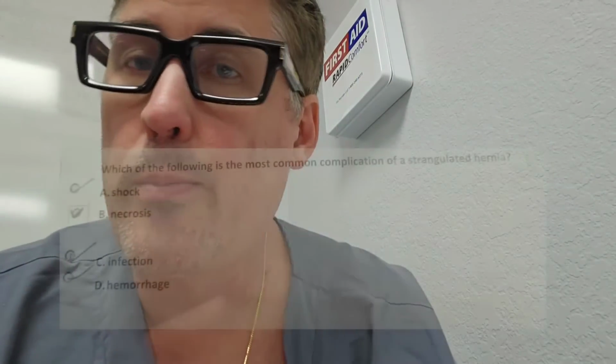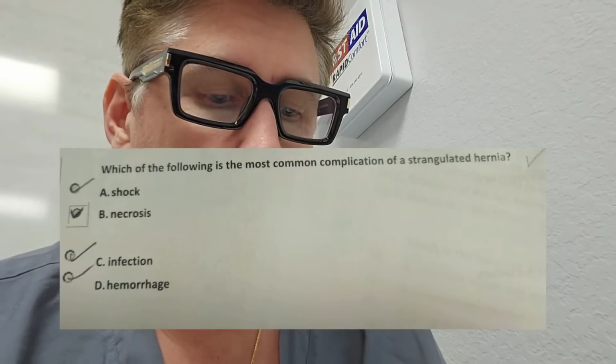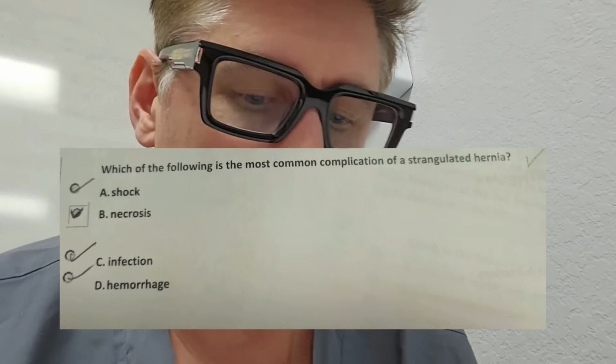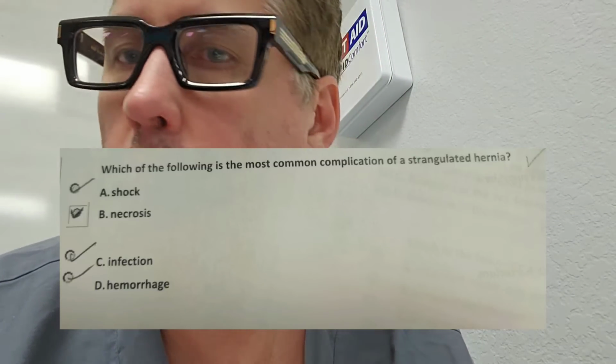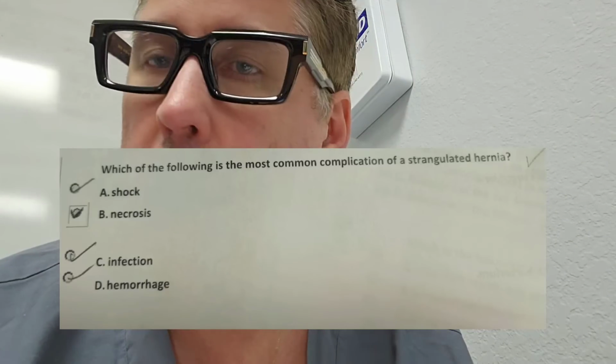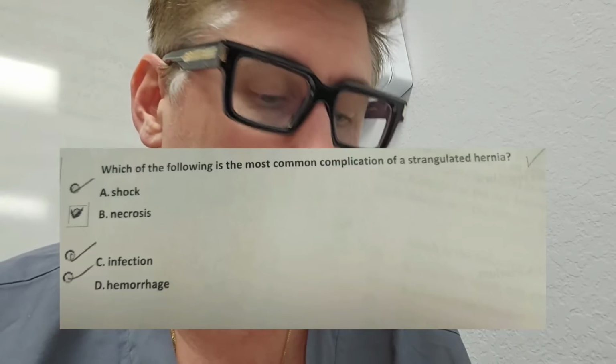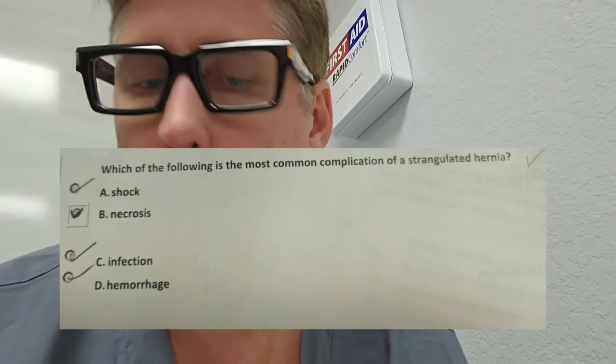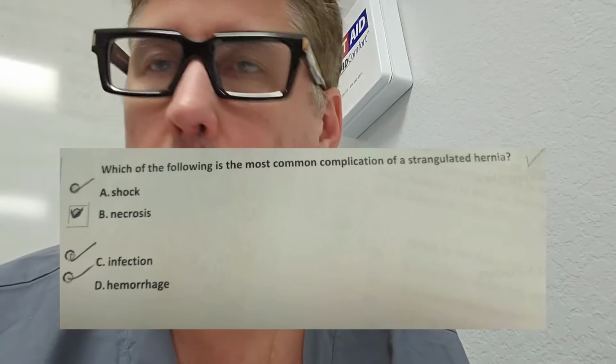Question number 5. We'll put that on the screen right now. Which of the following is the most common complication of a strangulated hernia? All right, do you know your hernias? Is it A, shock? Is it B, necrosis? Is it C, infection? Is it D, hemorrhaging? So what is the most common complication?